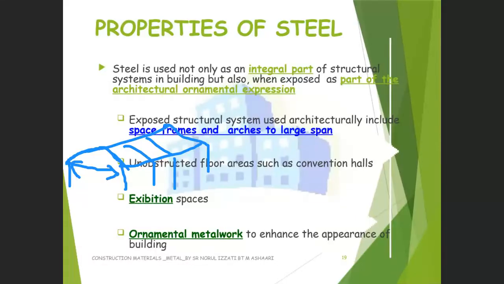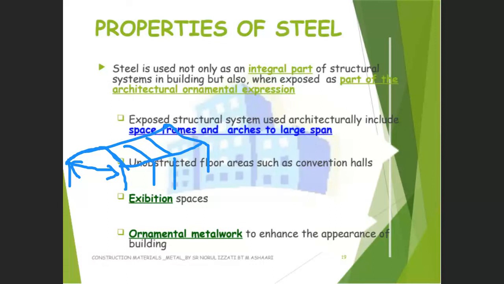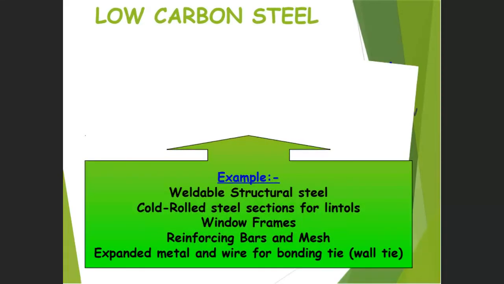Unobstructed floor areas, such as for a convention hall, also can be used for exhibition spaces. Ornamental metalwork enhances the appearance of the building due to the color, especially if you choose stainless steel, which is shining and gives a beautiful impact to the building as the finishing part. That is the properties of the steel.